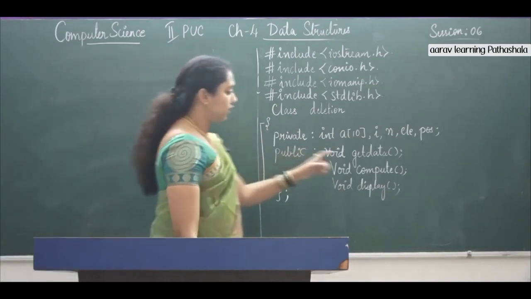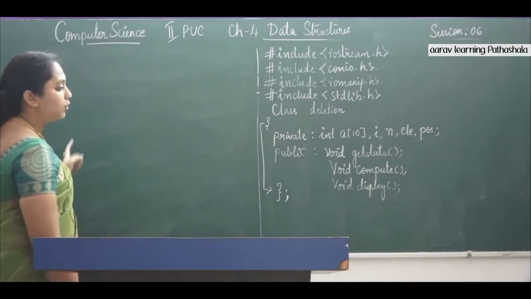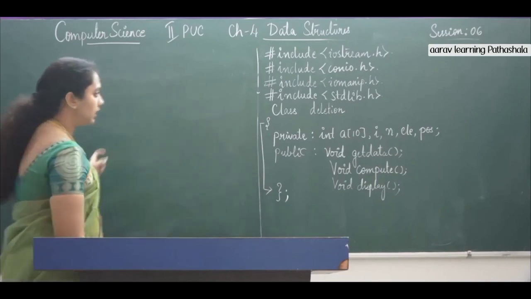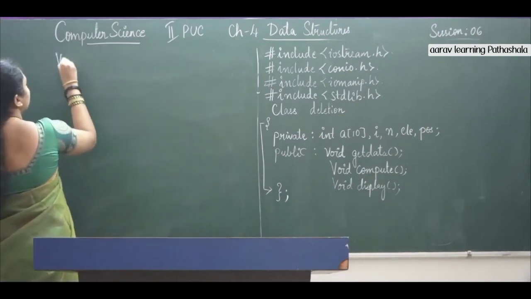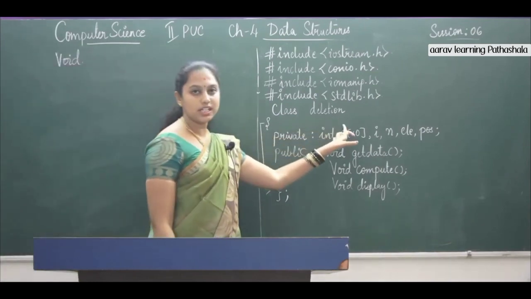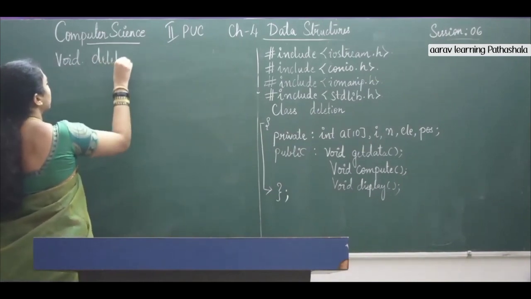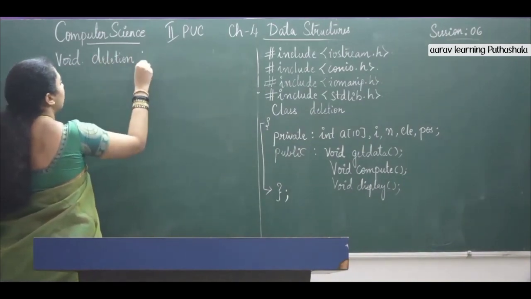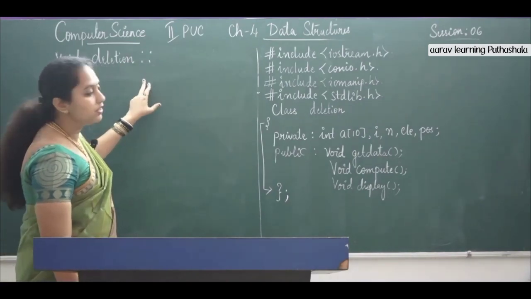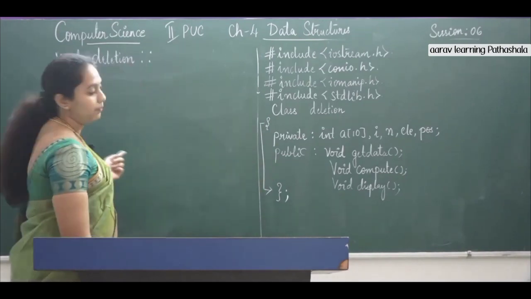Now I am defining the function outside the class. So for that we have to mention the return type first. What is the return type? The return type is void followed by the class name. What is the class name? The class name is deletion, followed by a scope resolution operator. It is used because we are defining a function outside the class.